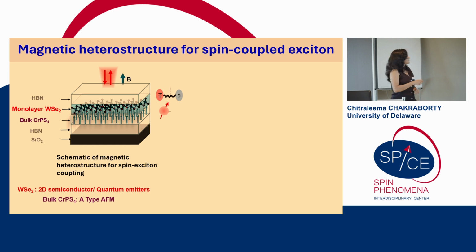So our device looks like this. We use bulk CrPS4, which is an A-type antiferromagnet, and we use a transition metal dichalcogenide, which hosts excitons as well as quantum emitters. We study the coupling of both the intrinsic defect excitons in these materials, and also the engineered defects of these transition metal dichalcogenides, with this bulk CrPS4.